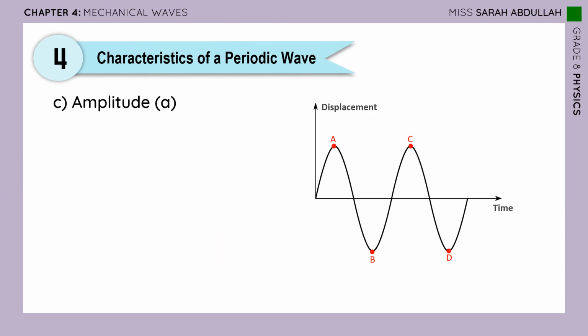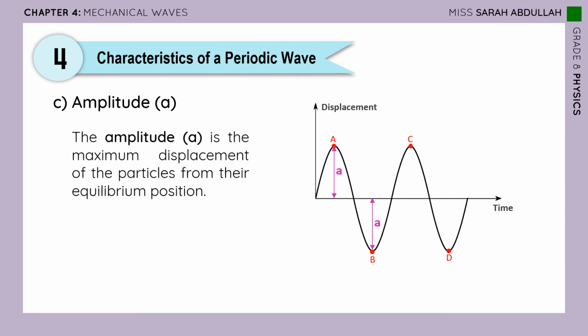The third characteristic is the amplitude. The amplitude is the maximum displacement of the particles from their equilibrium position, which means it is the distance from the crest to the equilibrium position, which is the time axis in this case, or from the trough to the equilibrium position. This is the amplitude. How about the distance from the crest to the trough? This whole distance. This part is the amplitude and this part is also the amplitude. So this distance will be 2A, right? Because it is double the amplitude.